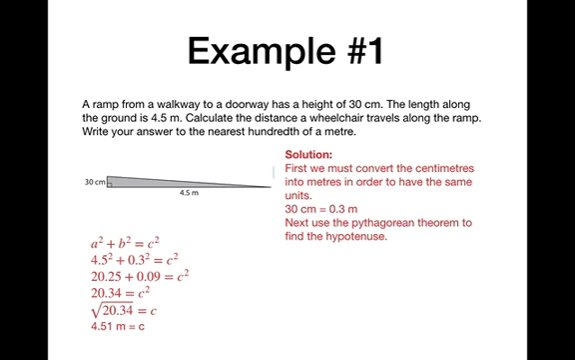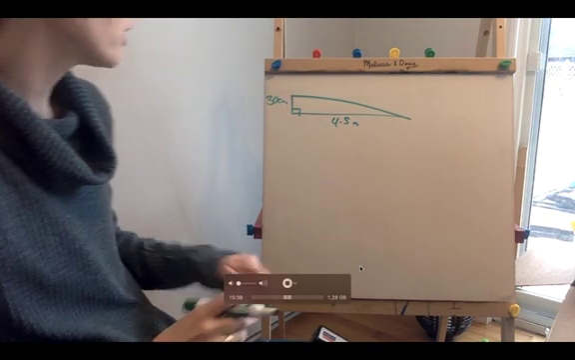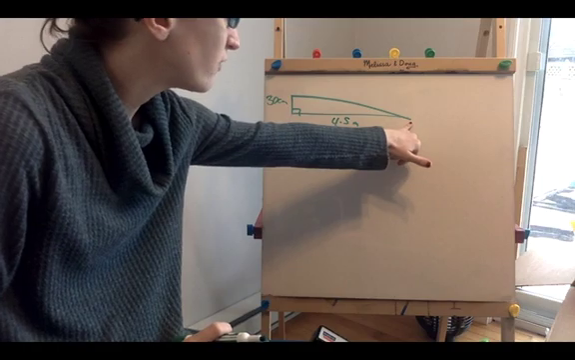And the question is asking, calculate the distance a wheelchair travels along the ramp. Write your answer to the nearest hundredth, so that's 2 decimal places of a meter. Okay? So the first thing we need to look at here, switch back to my video. So there's the diagram. It's a wheelchair ramp. This height is 30 centimeters. This is 4.5 meters along.